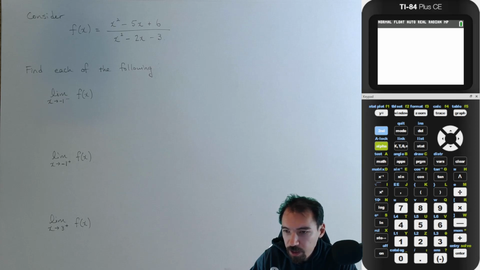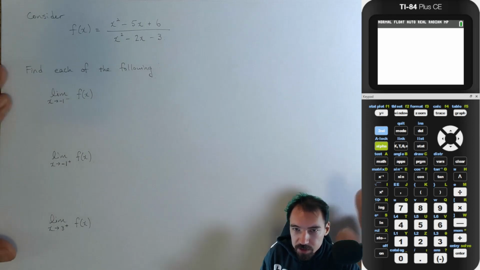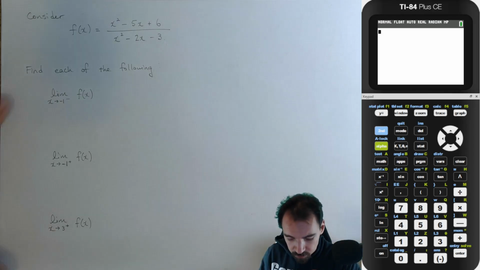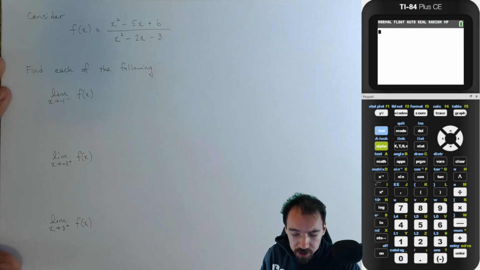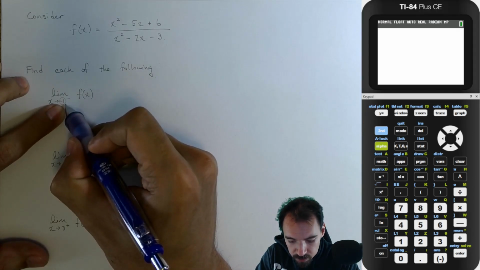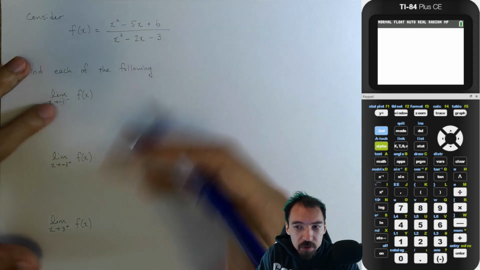It is now algebra time. So we've got a function. We would like to find each of these limits. Okay. So one of the first things we attempt to do when we want to evaluate a limit algebraically is we take this x value and we just try plugging it in to see if we get a number.